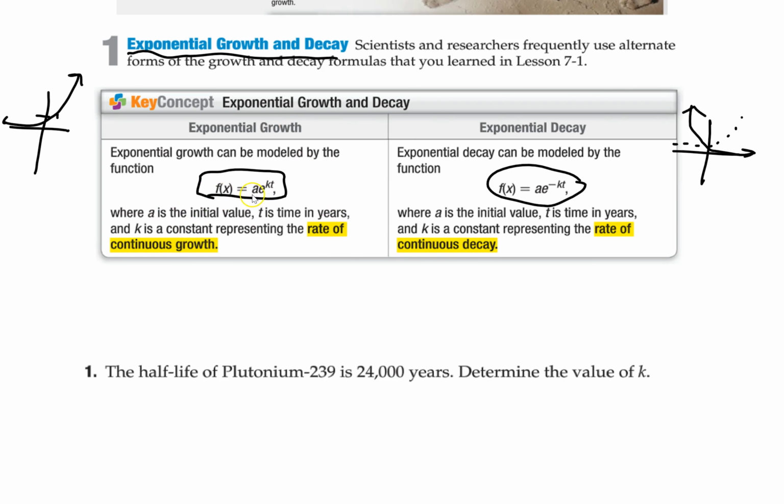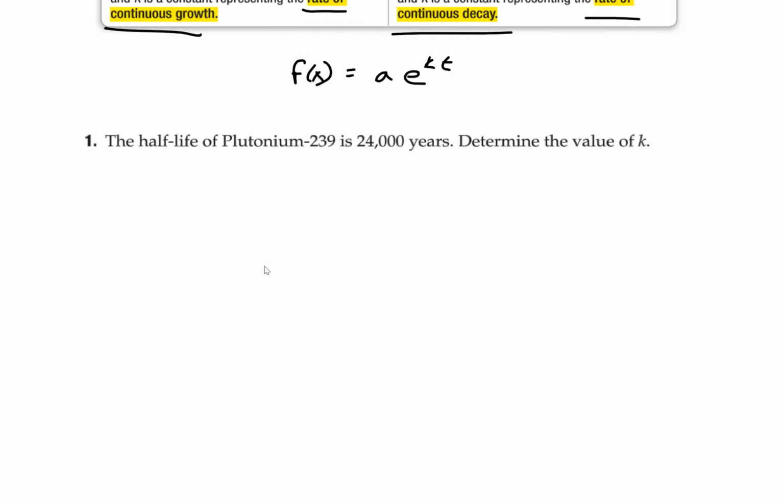Now, A is initial as always. A is the initial value. e is e. t is time. And k is what we call the growth rate or the decay rate. Rate of growth, rate of decay. So that's the general idea. If it's an exponential graph, A is the initial value, e is e, 2.71, k is the growth rate, and t is time. Let's do a couple special problems with this.